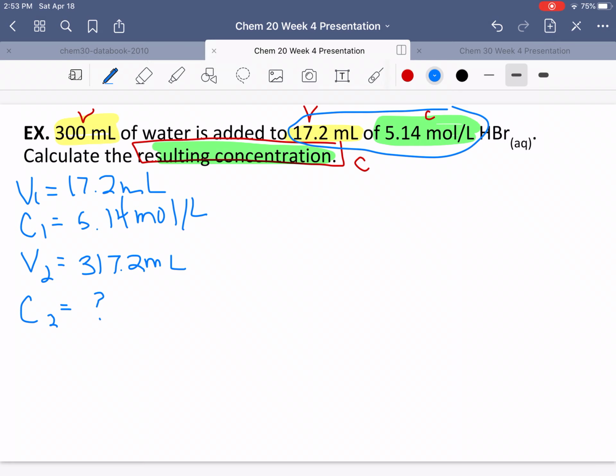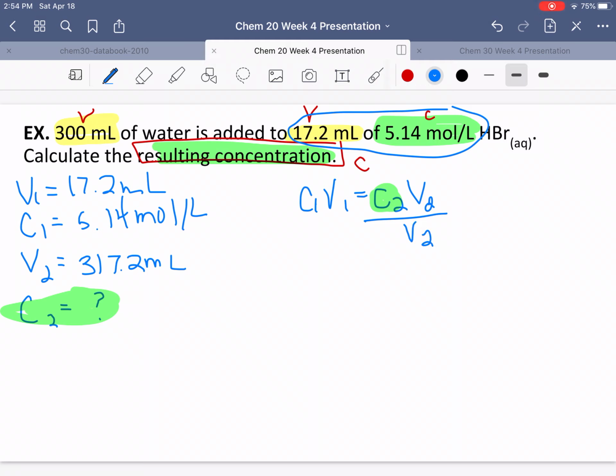Okay, let's go into how to do this. You have to go back to that new formula. So you've got another formula in your arsenal of things to use. This is C1 times V1 is equal to C2 times V2. Now focus on what your goal of the question is. We're looking for C2, so don't get lost.